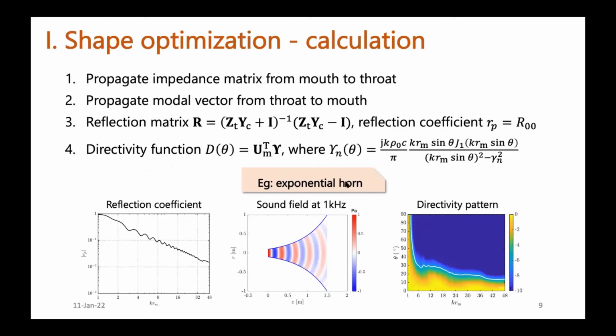And here is an example of calculation results. For an exponential horn shown in the middle picture, we can calculate the reflection coefficient spectrum and the sound field inside the horn, and finally the directivity pattern in the far field. And the white line here shows the 6 dB beam width or coverage angle of the horn. We can see a strong, evident beaming effect, which means the beam width decreases as the frequency increases.